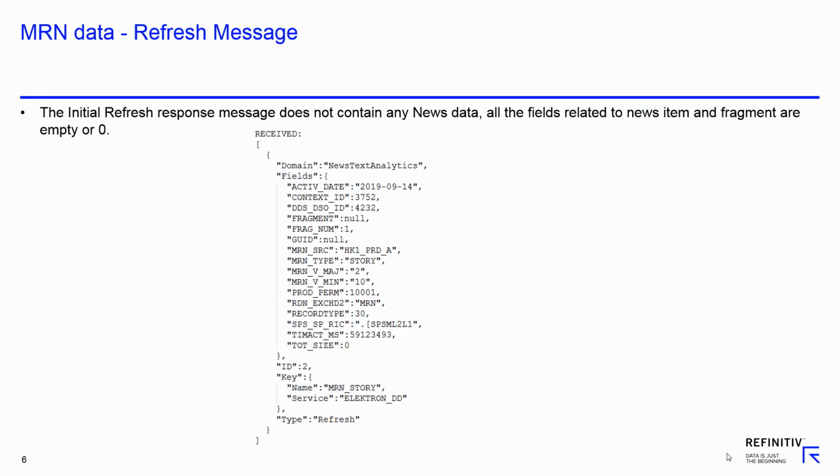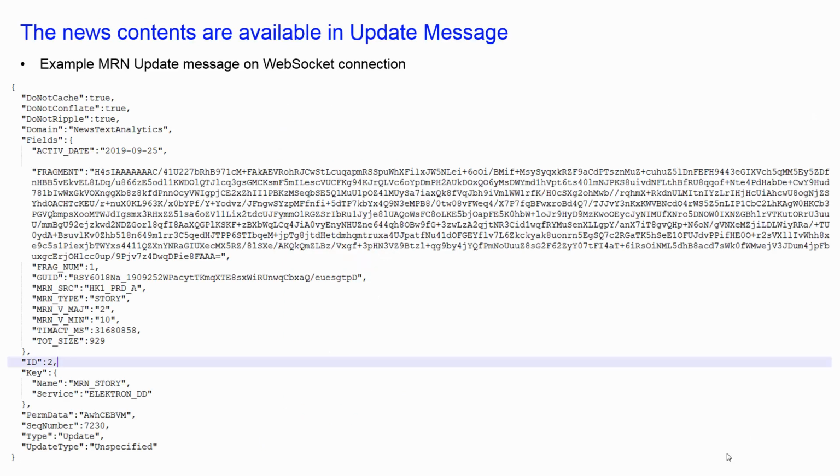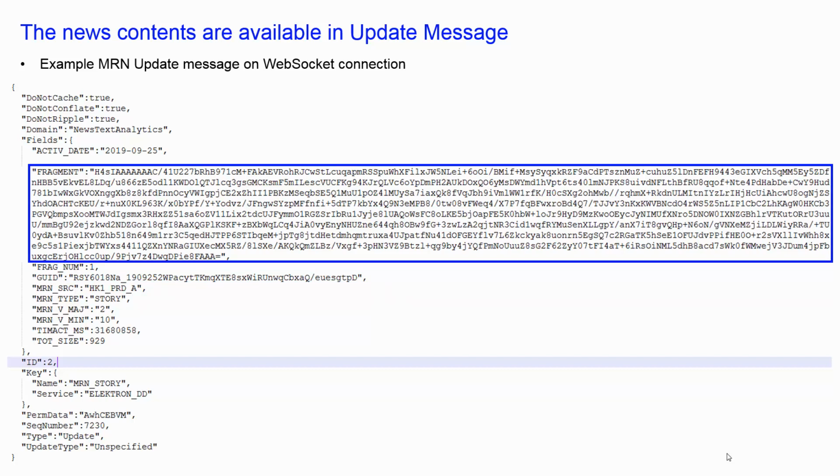One thing you need to notice is that the MRN refresh response message does not contain any news data. The application can just ignore the MRN refresh message or print it in the console for informational purposes. All news data fields are available in update response messages. There are 5 mandatory fields required to process MRN data. The first one is the MRN source field, which gives you a news source identifier. Next is the UID field, which is a unique identifier for the news item. Next is the fragment field. It contains a compressed data item fragment.